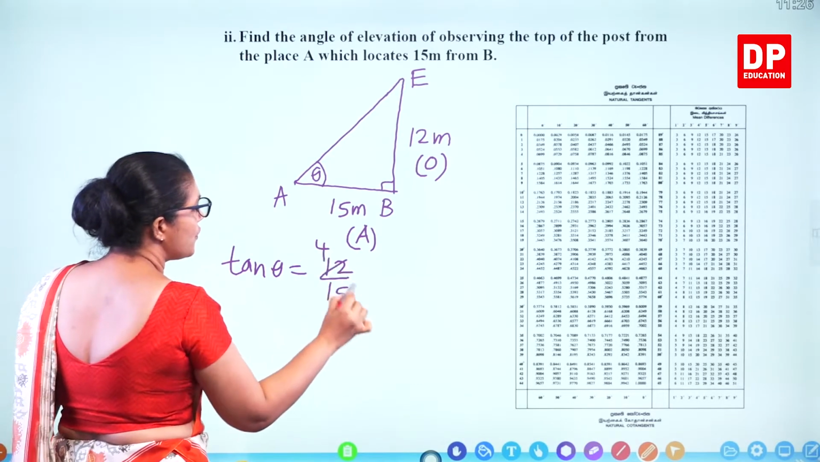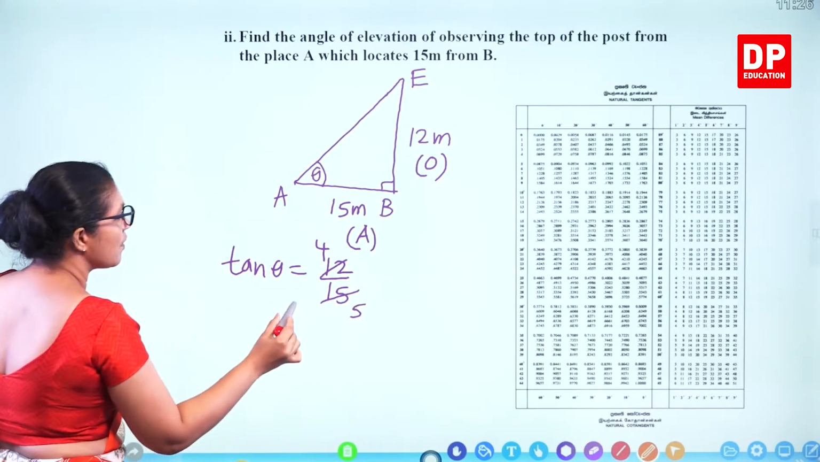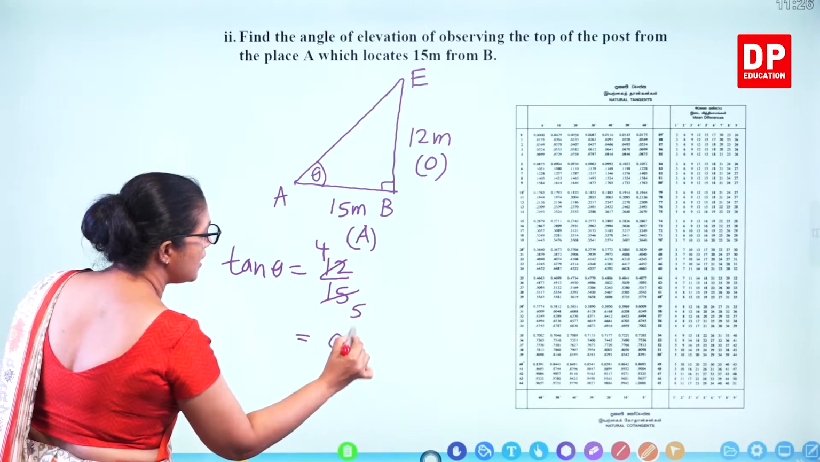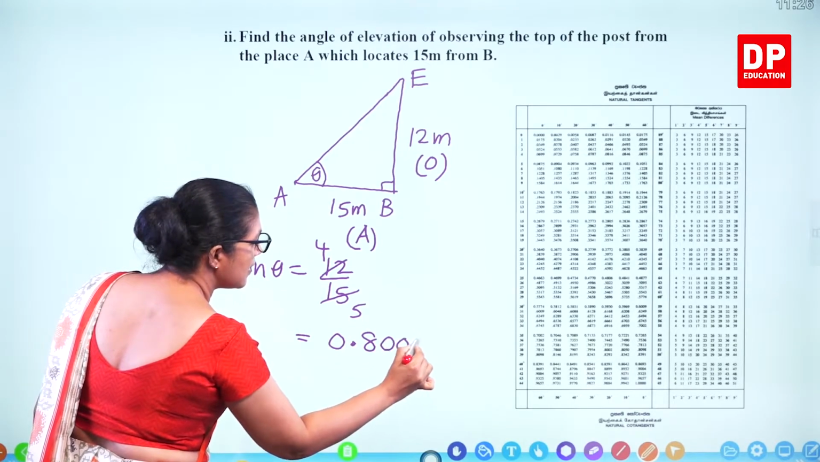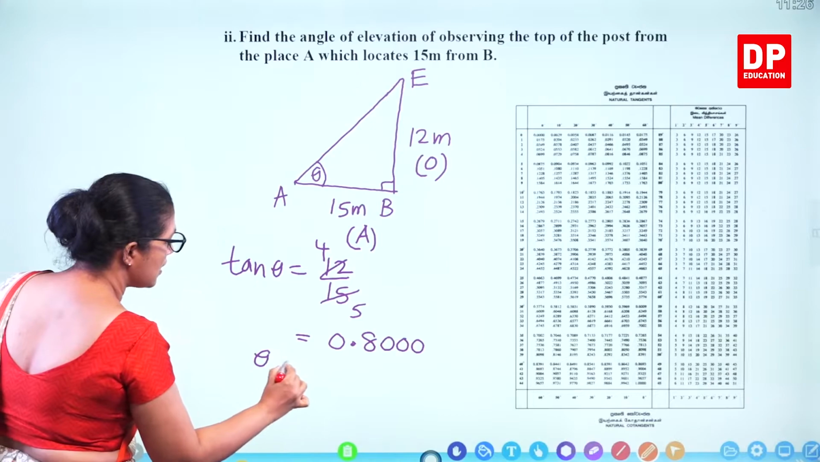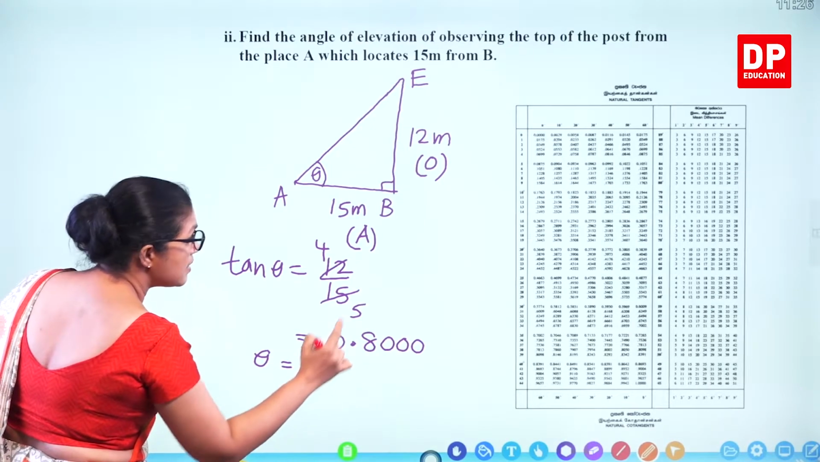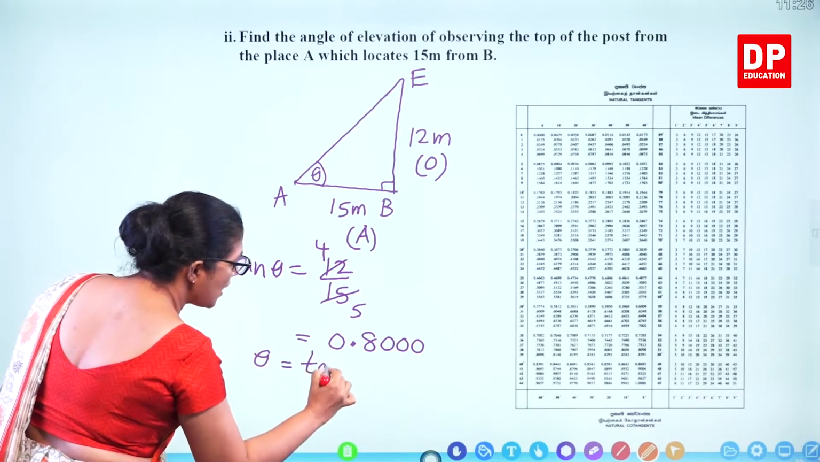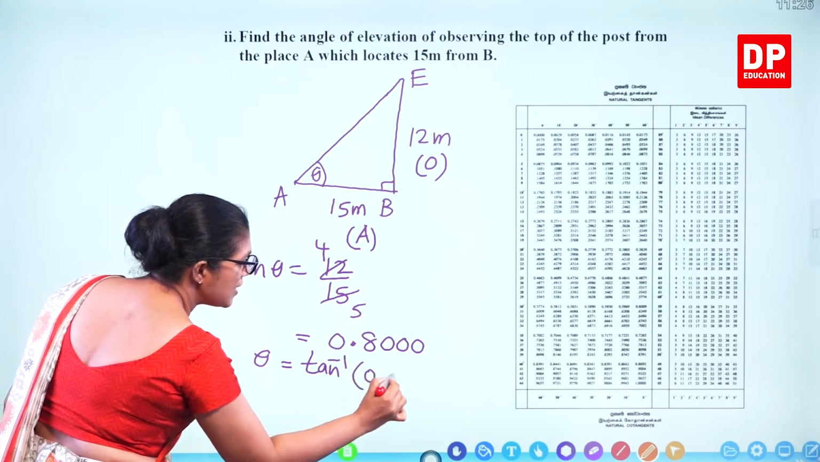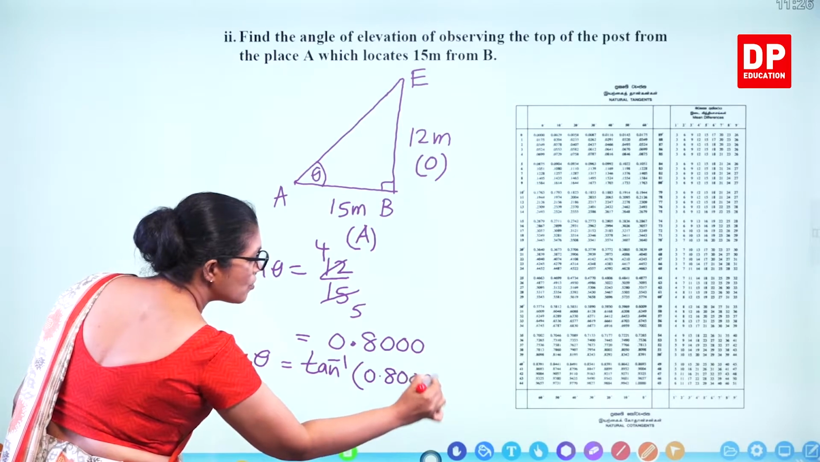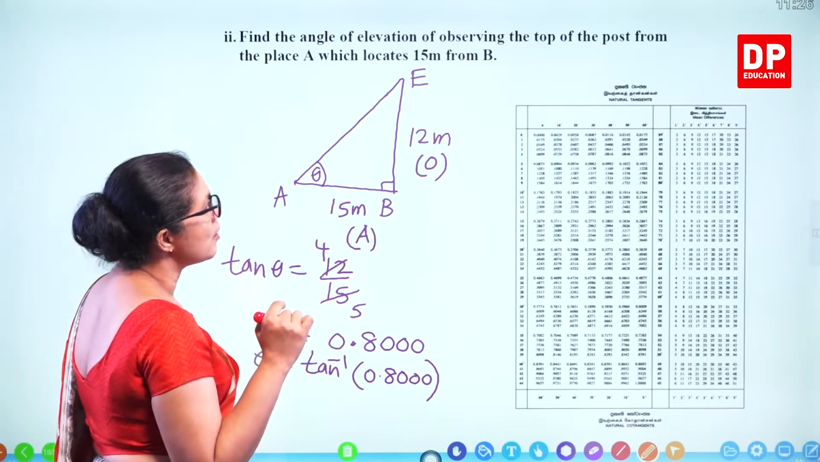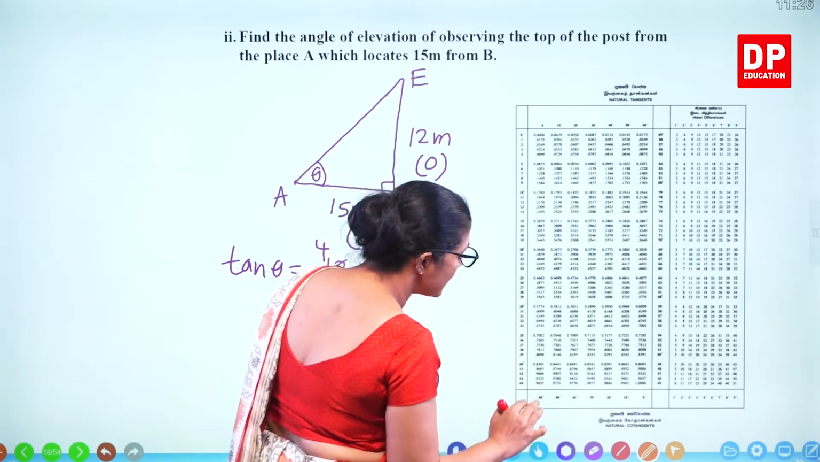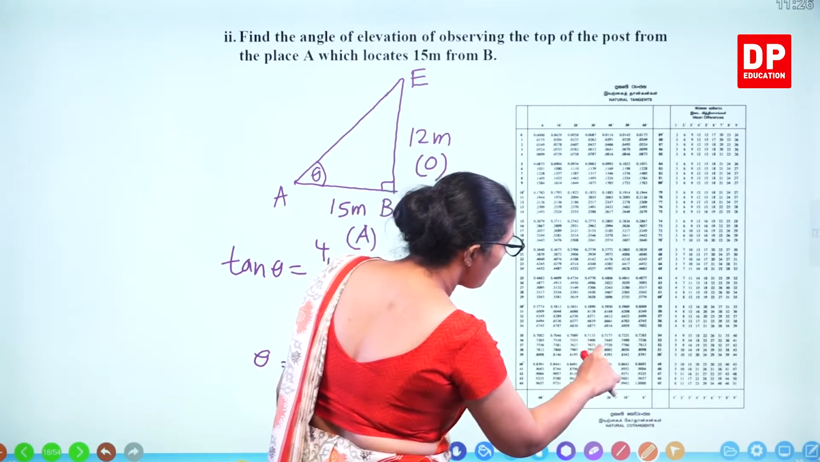3 times 4, 3 times 5. So you get 0.8. Now find the inverse of tan, that is tan inverse of 0.8. Use the natural tangent table to find out the angle. 0.8.